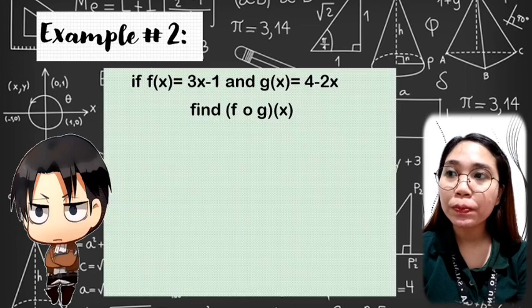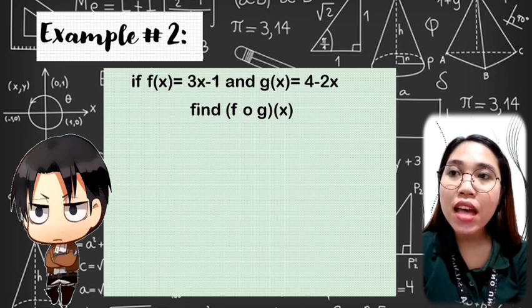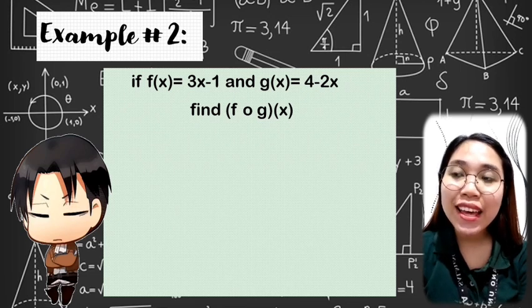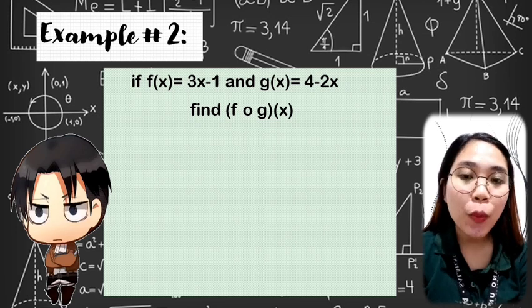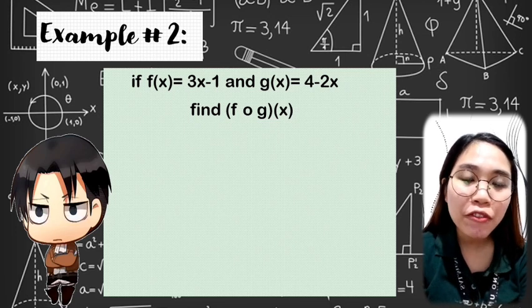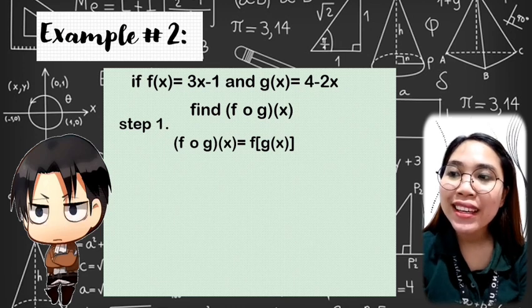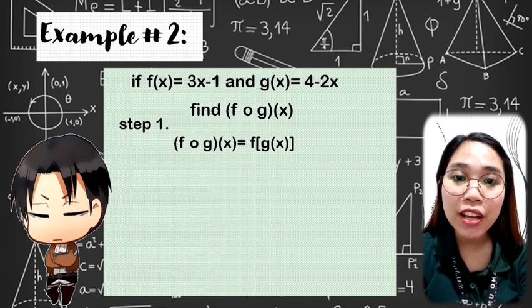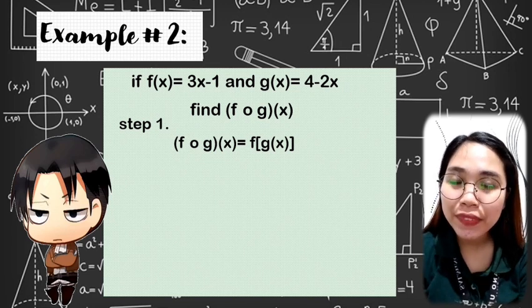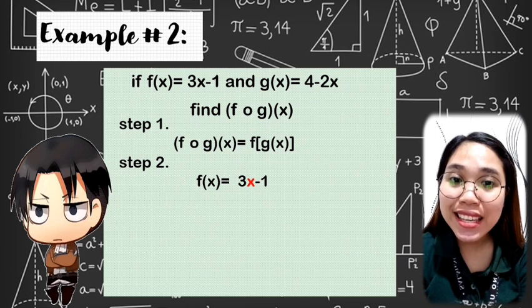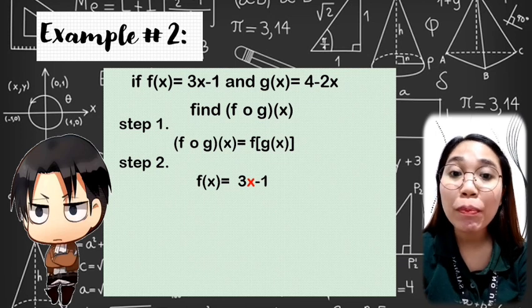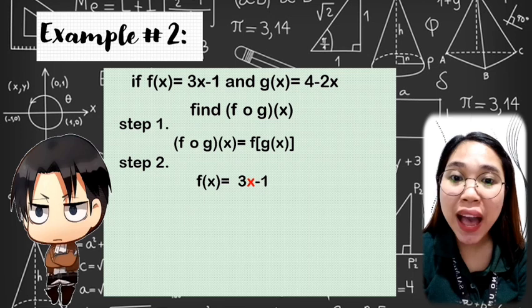Example number 2. If f of x is equal to 3x minus 1 and g of x is equal to 4 minus 2x, find the quantity of f circle g of x. What is the step 1 again? Write the formula. So we have the quantity of f circle g of x is equal to f of g of x. Second step, replace all the x's in f of x by g of x.